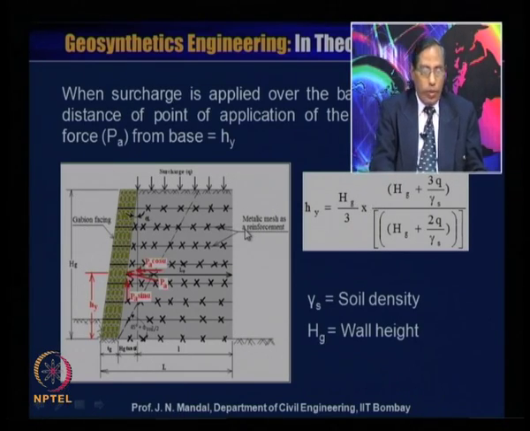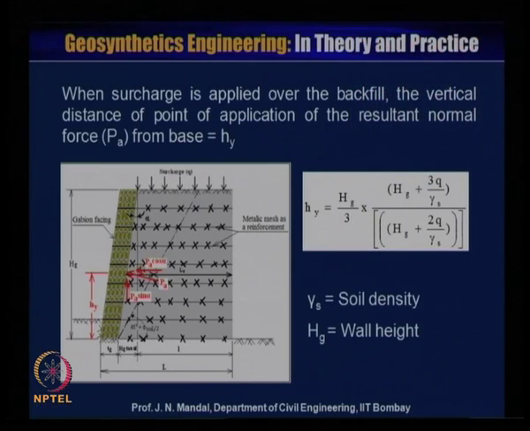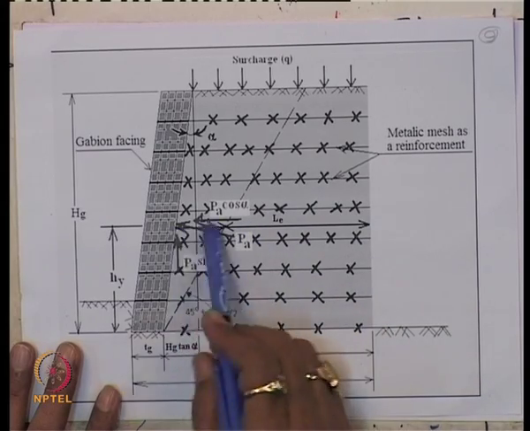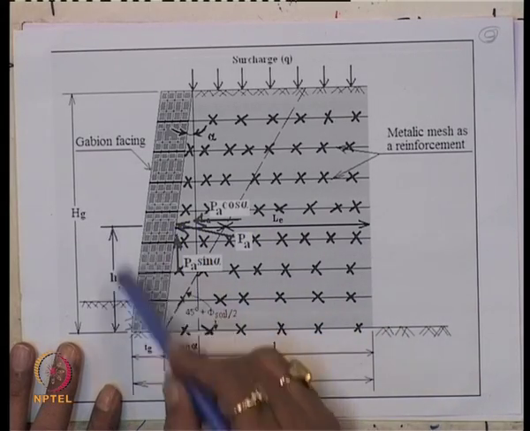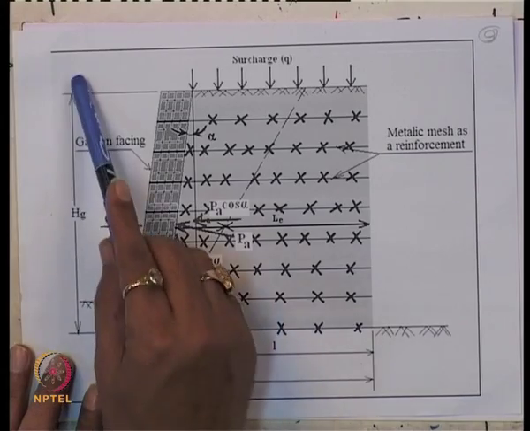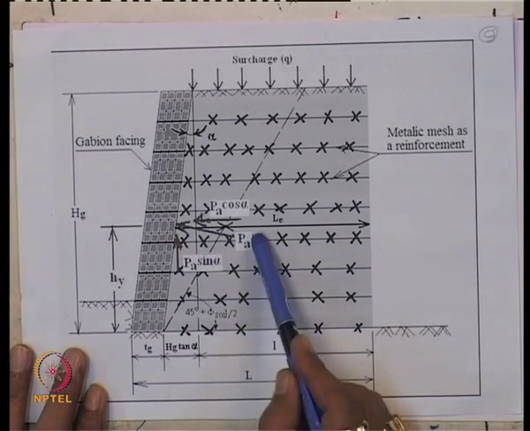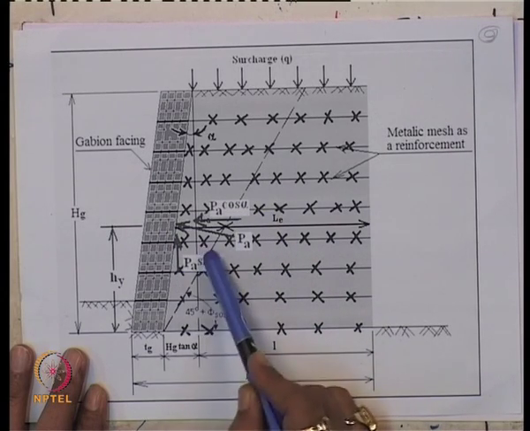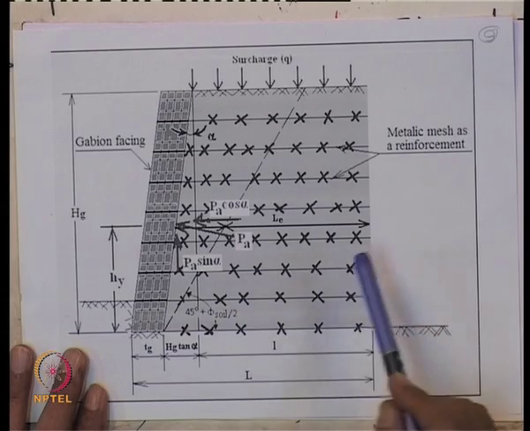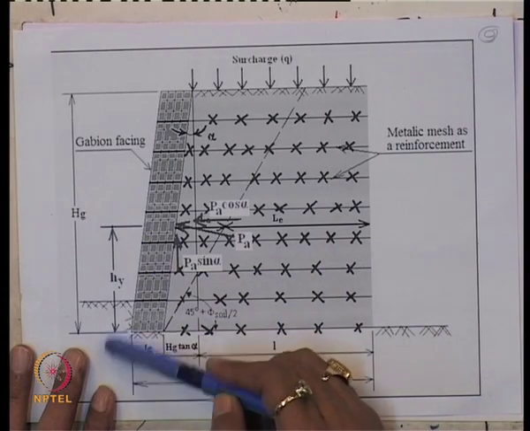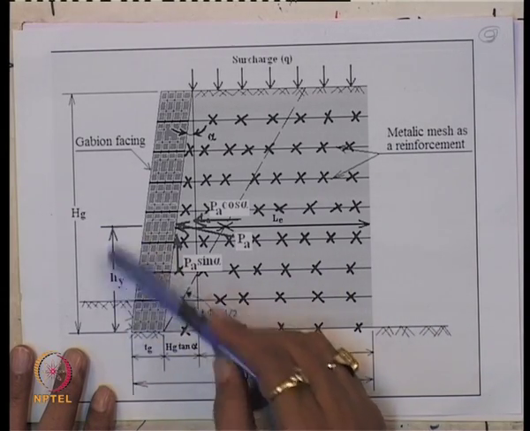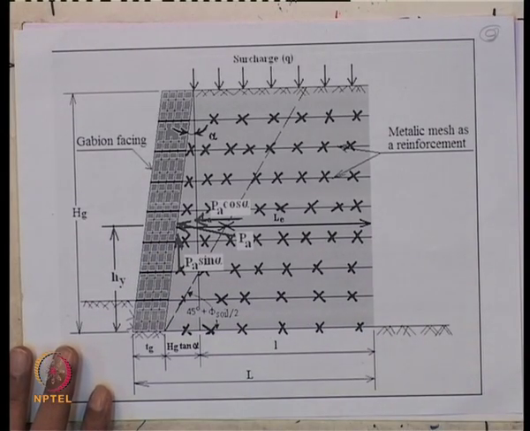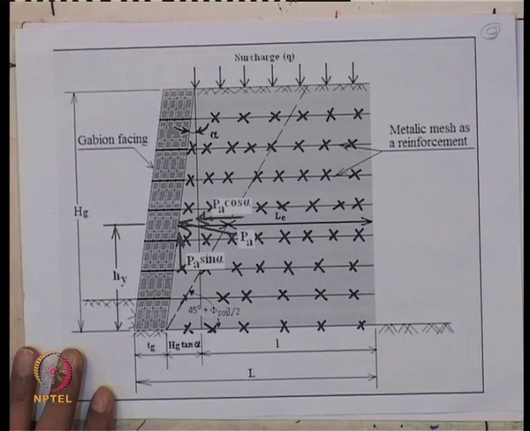So this is like what I said, this is the Pa, this distance is Hy, and Pa has the component Pa cos alpha and also Pa sin alpha. So we are interested to determine the value of Hy. This value of Hy can be calculated using this equation.